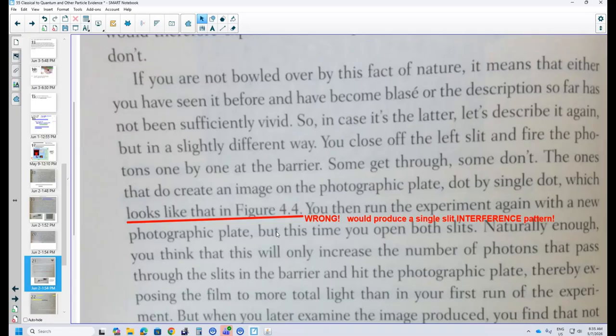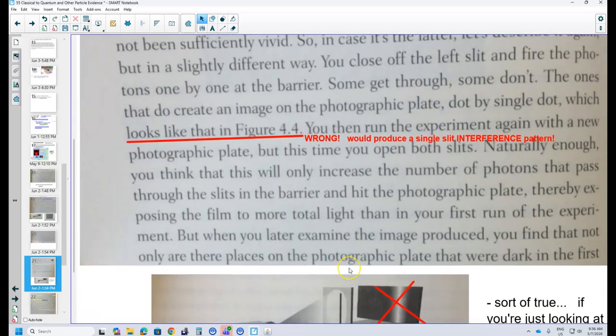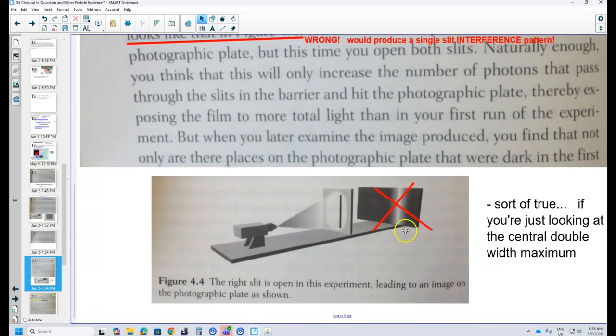You close off the left slit and fire photons one by one at the barrier. Some get through, some don't. The ones that do create an image on the photographic plate, dot by single dot, which looks like the figure 4.4. Now, this isn't actually right. There actually still would be an interference pattern. Everybody seems to ignore that, I think, just to not complicate the matter when you're talking about this. But it's sort of true, if you're just looking at this as the central maximum and you're not noticing the extra stuff, right?